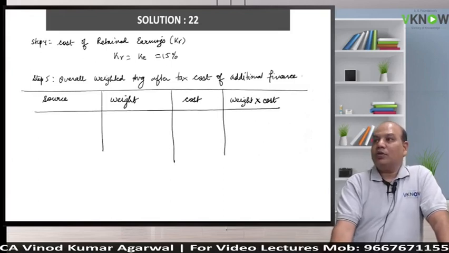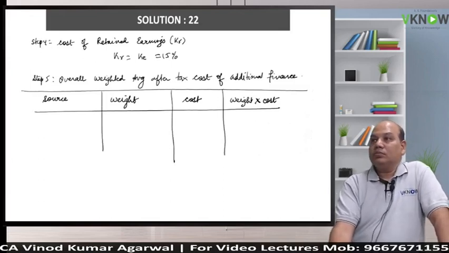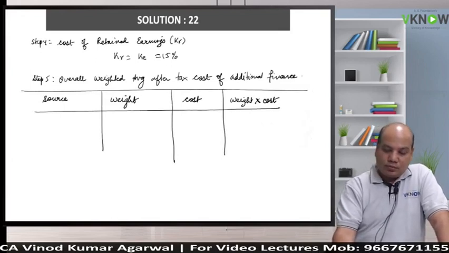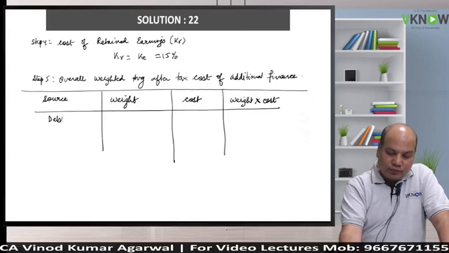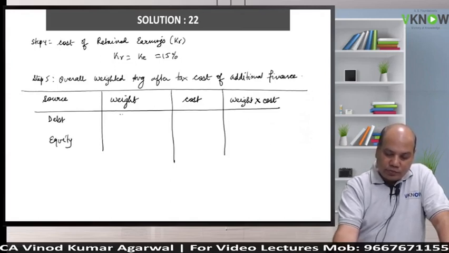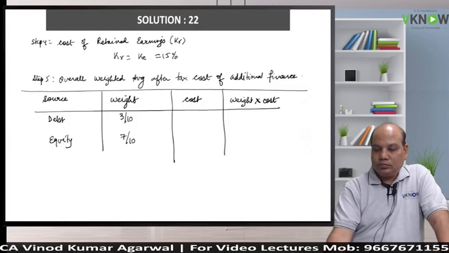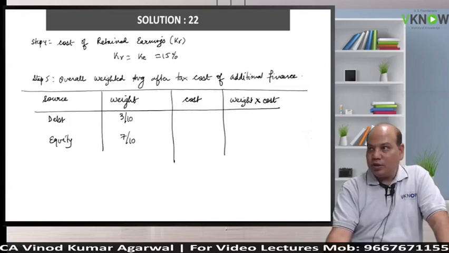Why is amount not required? Already the weight is given in the problem, 3:7, debt equity. The weight is given in the question. So 3/10, 7/10. Don't write 3/7. 3 is debt, 7 is equity. So 3 plus 7 is 10.